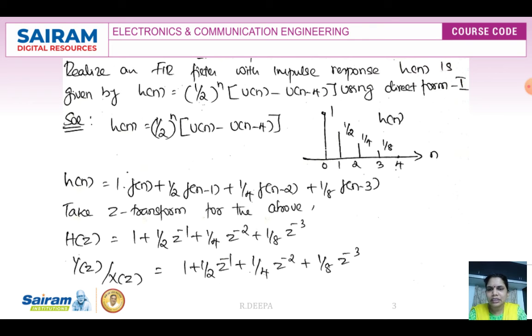So now let me take the Z transform of the above equation. The Z transform of h of n will be h of z, and the Z transform of delta of n is 1, and the Z transform of delta of n minus 1 is z power of minus 1, and 1 by 2 is a constant. So it is 1 by 2 z power of minus 1 plus 1 by 4 z power of minus 2 plus 1 by 8 z power of minus 3. As the next step, this h of z I can represent as the output by input. So it is y of z divided by x of z is equal to the same right hand side equation.